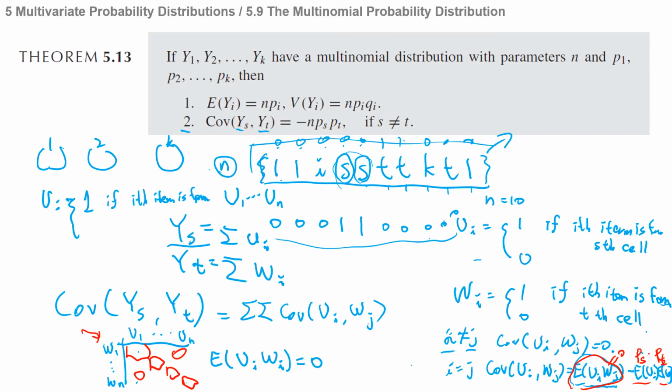The covariance of ui and wj, if i and j are not equal, and since they are independent, they are all 0. And so we have n number of diagonal events, and the covariance of ui wi is minus PS PT. So it is minus n times PS PT. Okay, so this is the proof for theorem 5.13.